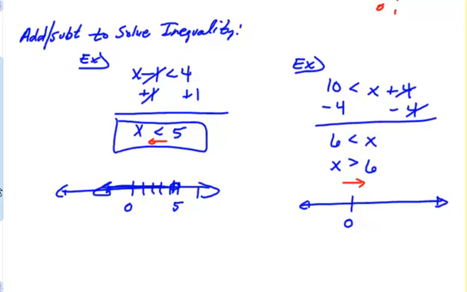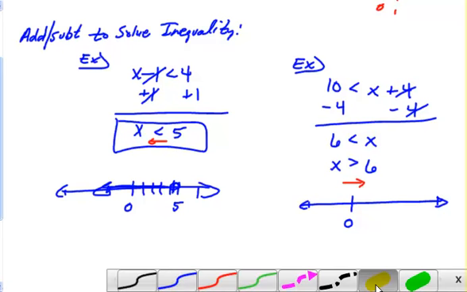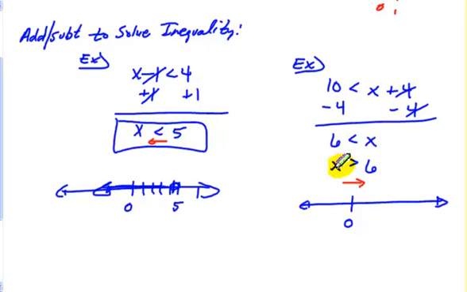The idea is, I just kept the sign pointing the exact same way to X. So see how its open mouth is towards X on both? I just had to keep that the same.